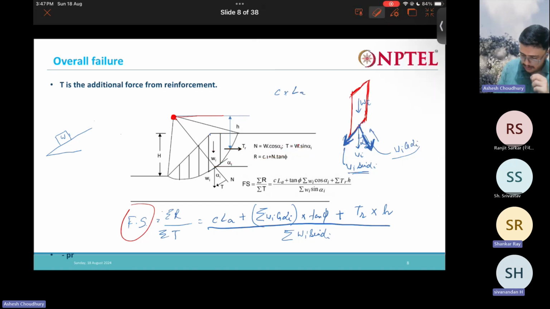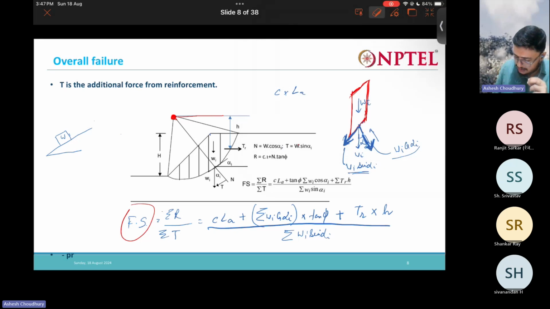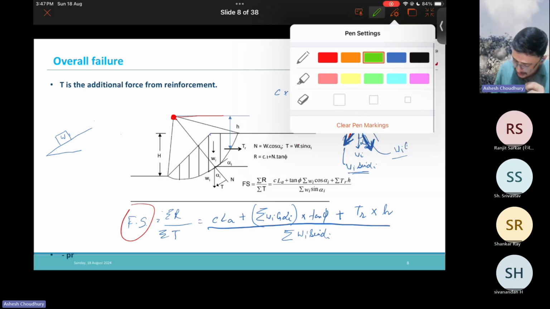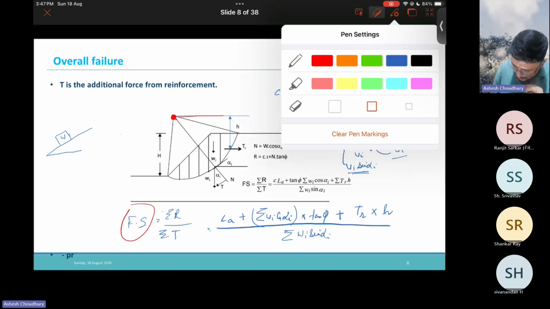For each vertical wedge, there will be several horizontal reinforcements. Just forget about the wedge. So this up to this part. No, sorry, not this part also. See.